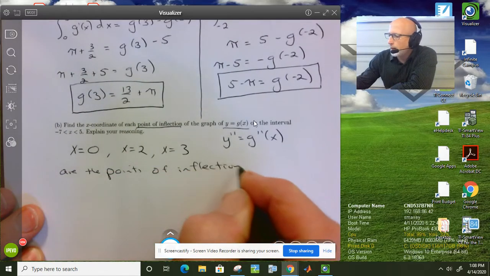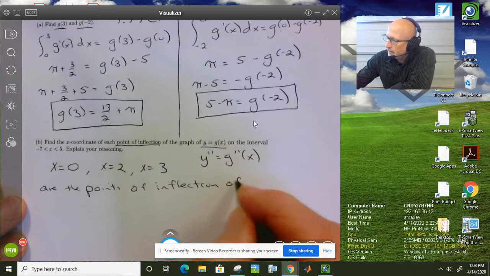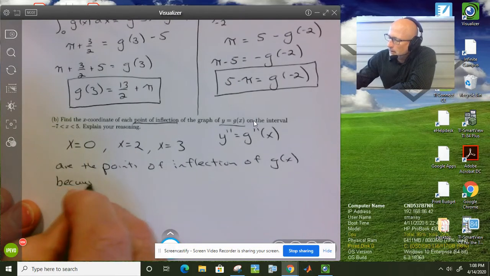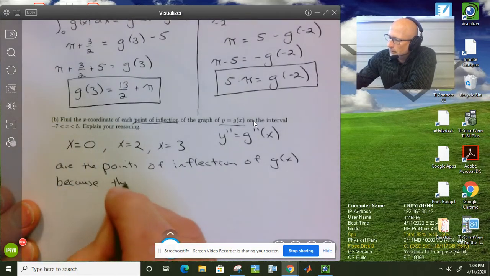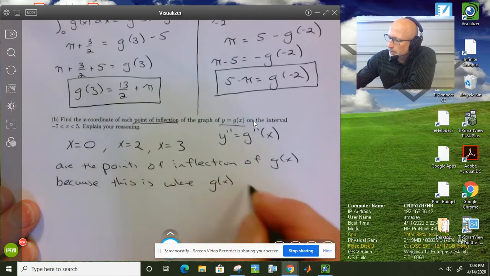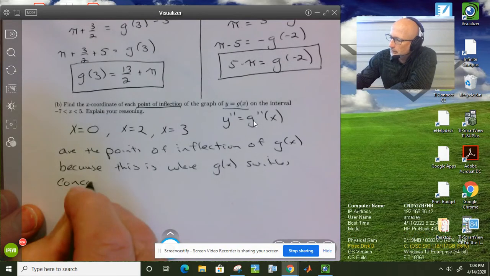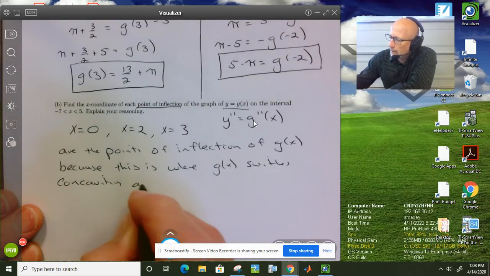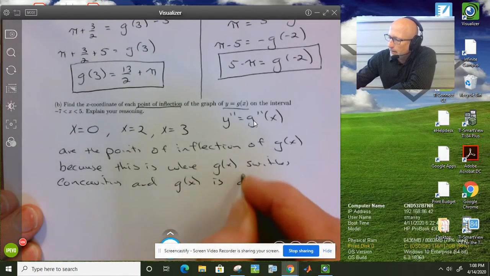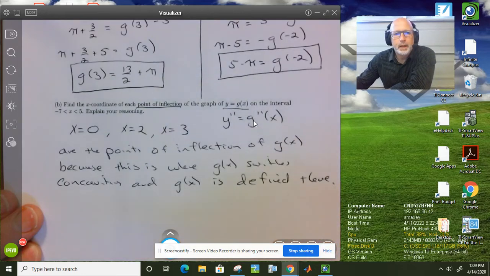And you can write POIs if you want to, of g of x, because this is where g of x switches concavities, and g of x is defined there. Okay, so there we are.